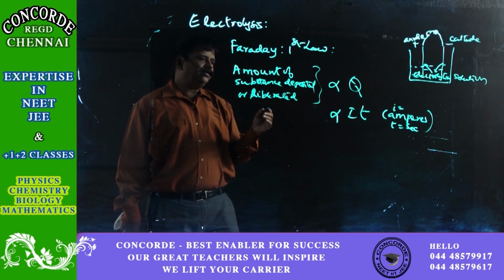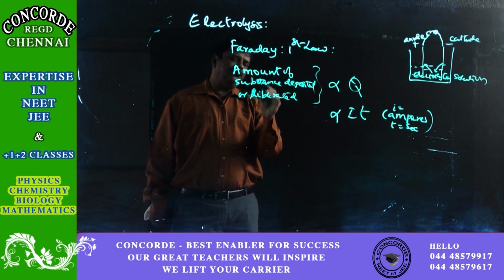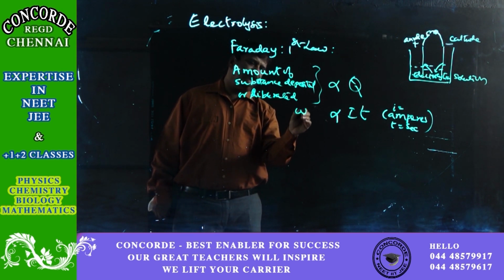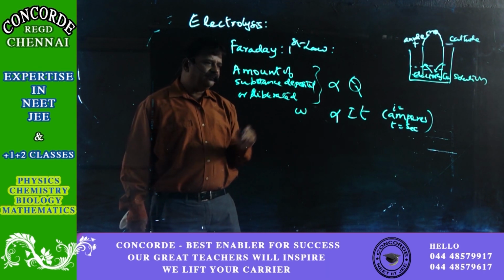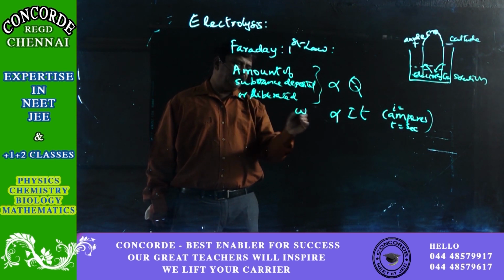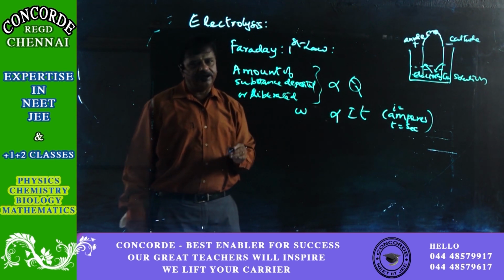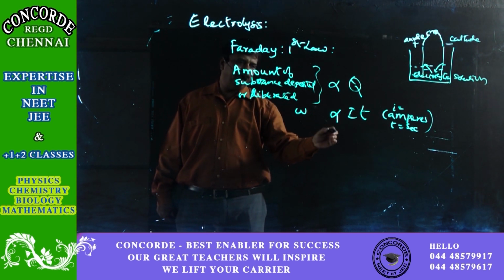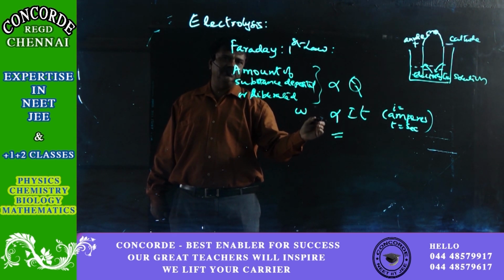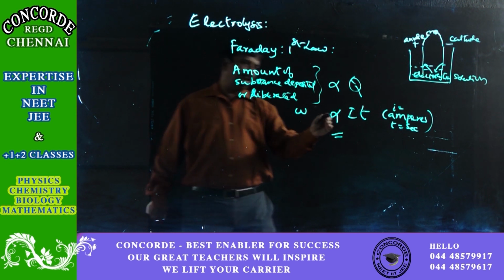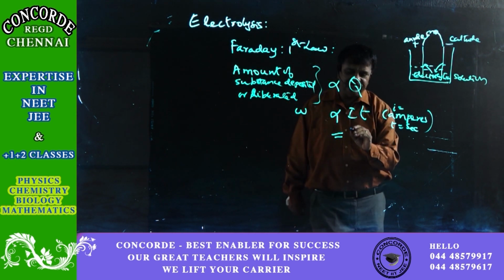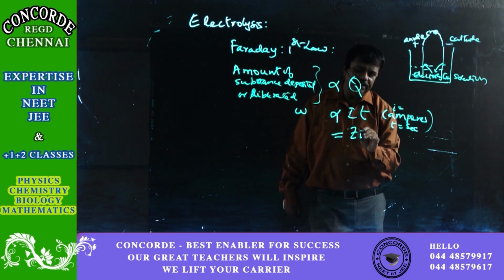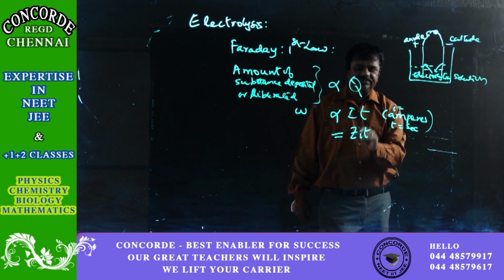So as usually, the amount of the substance either deposited or liberated is put as W. W is directly proportional to IT. Whenever we are removing that proportionality sign, we are definitely going to introduce a constant, and this constant is going to be Z. So W equals Z I T.